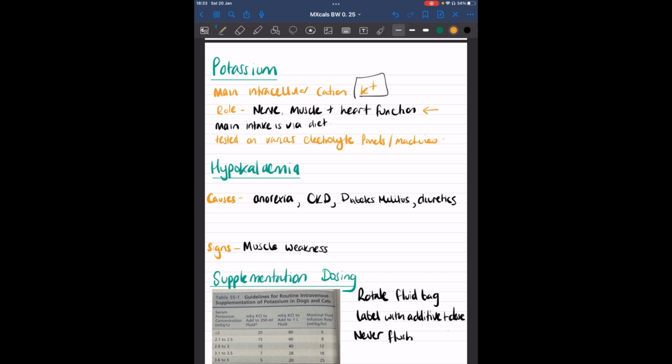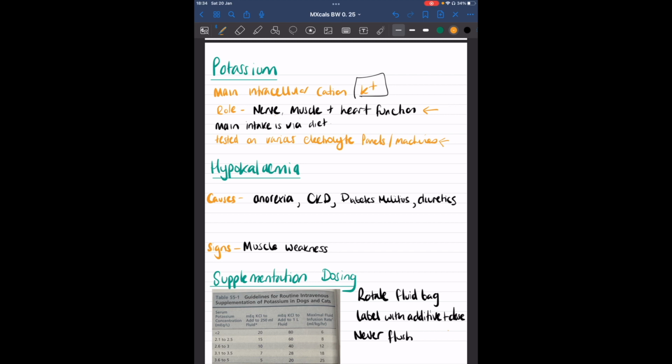And we test potassium via several methods. Usually it's part of our electrolyte panels on our IDEXX machines, or we may use a blood gas analysis device to test it. So there are different methods of testing it, but generally it's pretty commonly tested as part of an electrolyte panel.